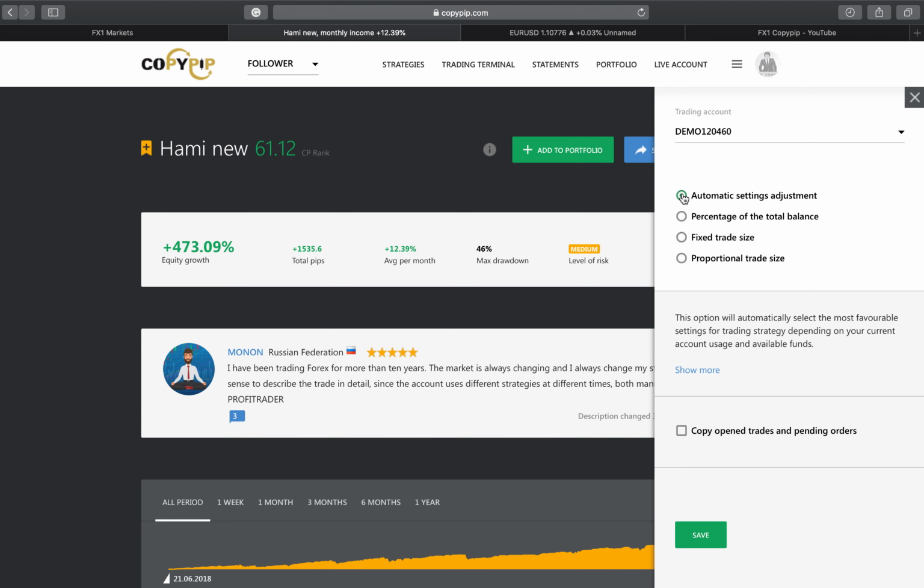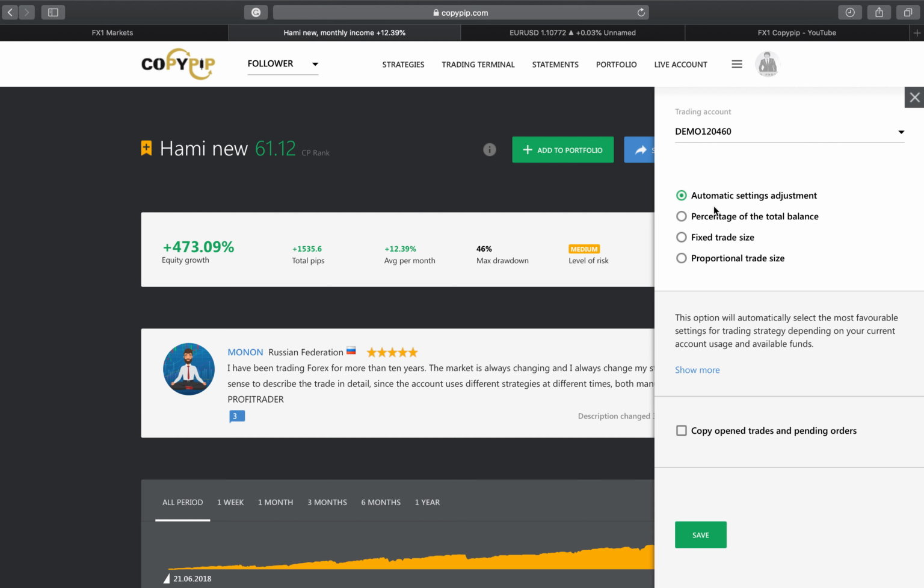But the first one, how does it work? Automatic setting adjustment basically makes everything easier. You just need to click and save, and this trader will be added to your portfolio. Actually, we do have another video covering only automatic setting adjustment. You can find that on the YouTube channel FX1 Copypip. In automatic setting adjustment, the system, the AI, is selecting the best setting for your trading strategy based on your funds available.